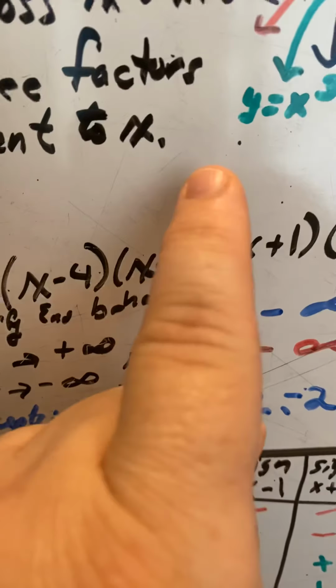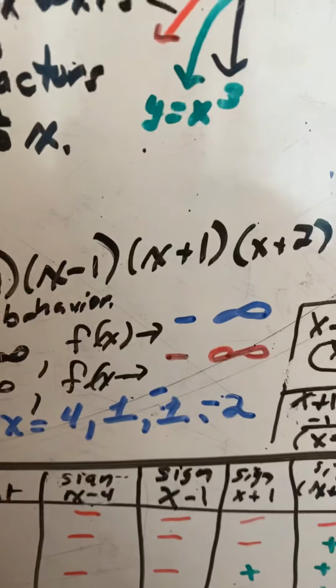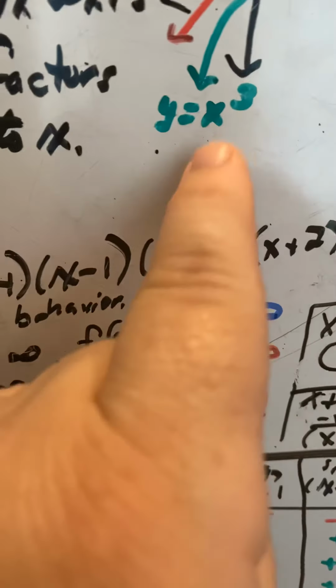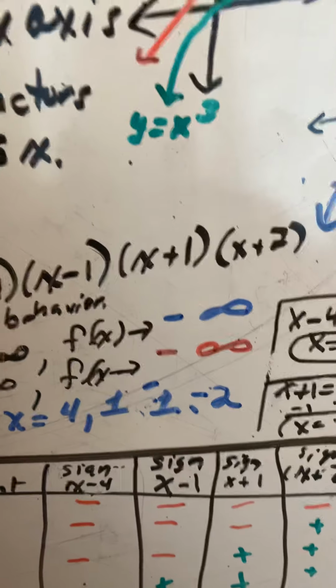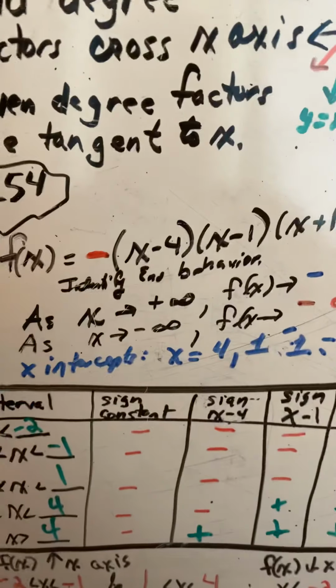This one has an exponent of a 1. This one has an exponent, so it's going to cross in these places. If this was x minus 1 squared, think of a polynomial. It's going to touch down. That parabola is going to touch and be tangent to the x-axis, but it's not going to cross it. All right, so let's just remember that.